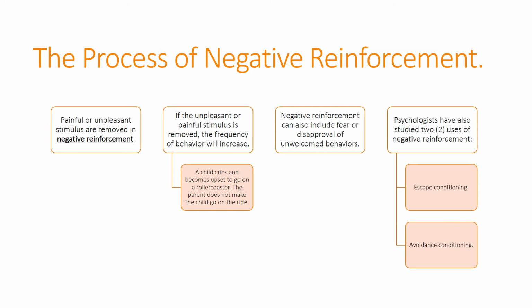So, the process of negative reinforcement. Painful or unpleasant stimuli are removed in negative reinforcement. So if an unpleasant or painful stimulus is removed, the frequency of the behavior will increase. For example, a child cries or becomes upset about going on a roller coaster. I never liked roller coasters as a kid, love them now, but as a kid I hated them. Sometimes I would cry and become upset if my mom and dad wanted to put me on a roller coaster, so they won't.